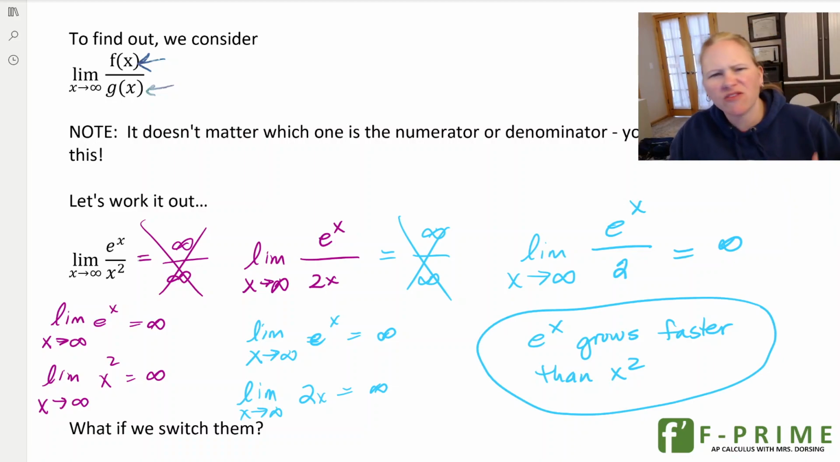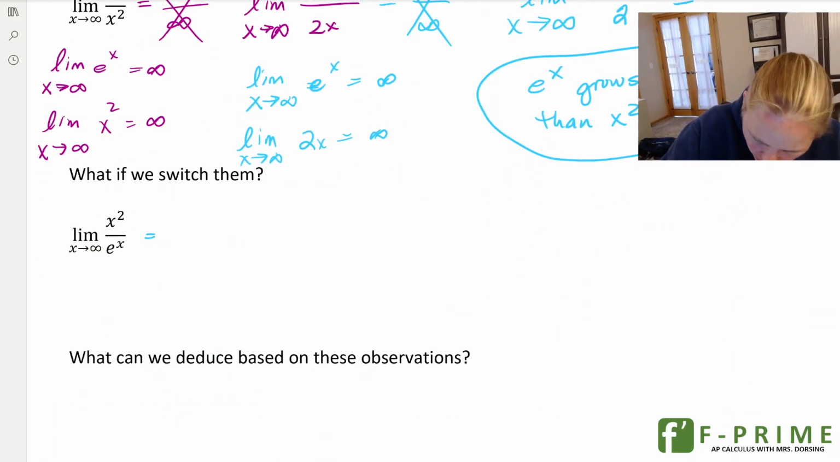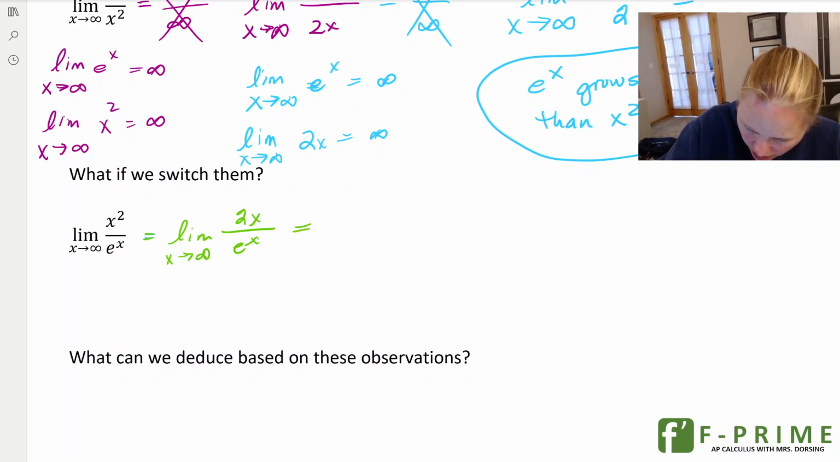Now, what happens if I switch them? Well, let's take a look. If I switch them, I'm going to just jump ahead. I know I'm going to get 0 over 0. So I'm going to go ahead and just do L'Hopital's rule here. And I'm going to have to do it again.